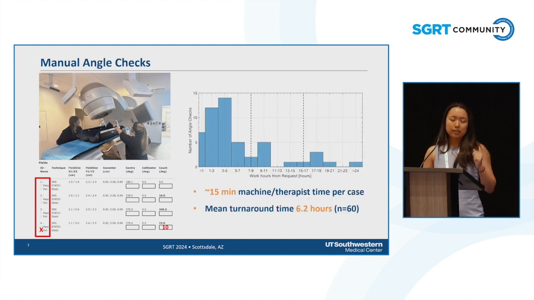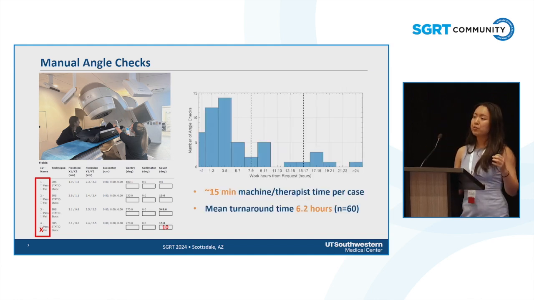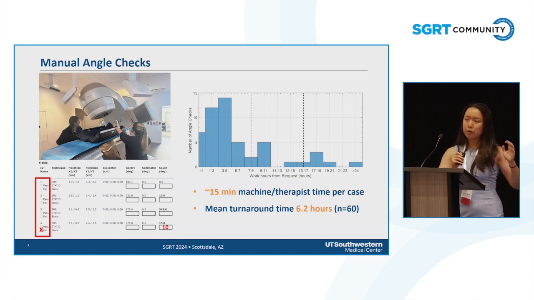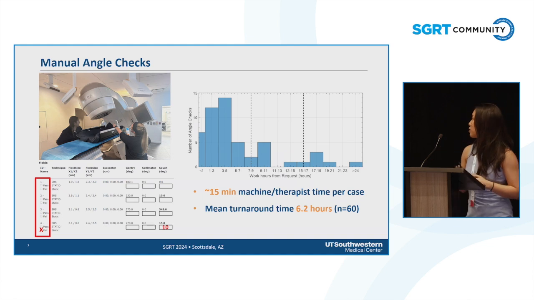So typically, at our institution, when this was done, it takes about 15 minutes of machine plus therapist involved time per case. And the average turnaround time for this procedure, from when the planner submits a request to when the request is done, is 6.2 clinical hours. And as you can see from this graph, for certain cases, it could go on for several days, especially when it involves back and forth between the planner and the therapist on what angles are usable.